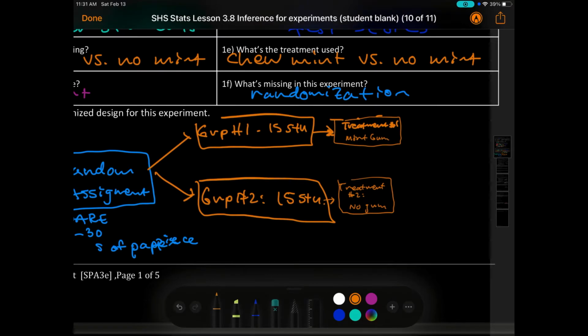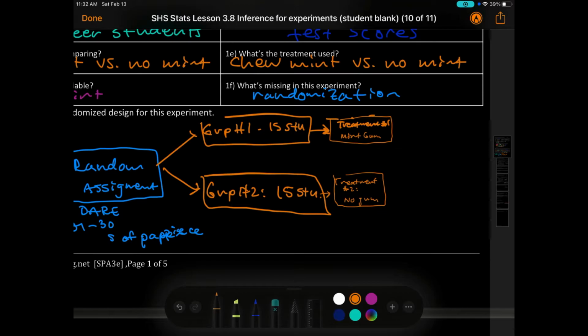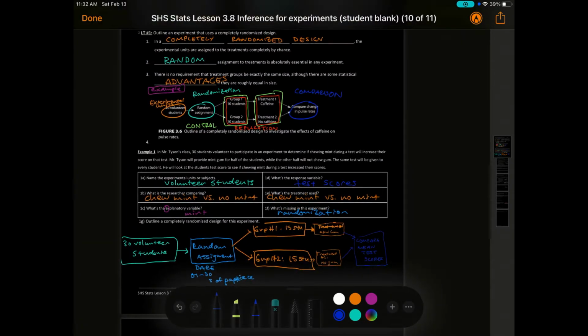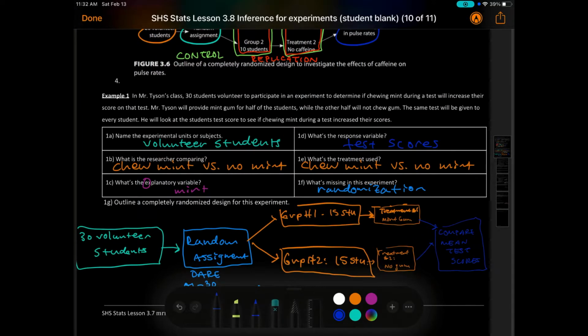And then the end, dark blue, we said. Here we got to do the comparison, so we will compare. But what on their test though? Their mean, the average, the mean test scores. So this is our example of a completely randomized design. Let's go on to page 2.